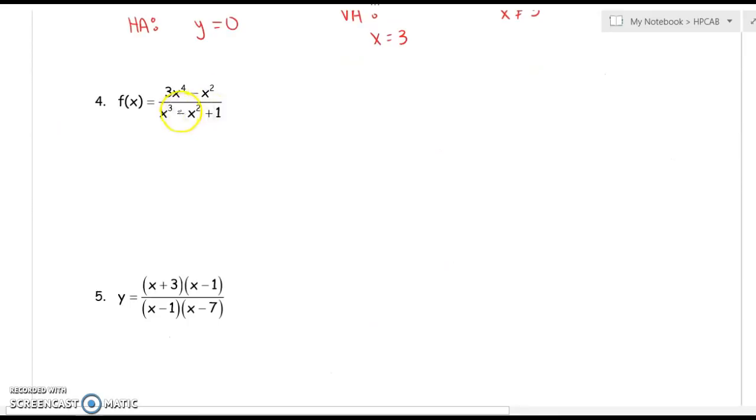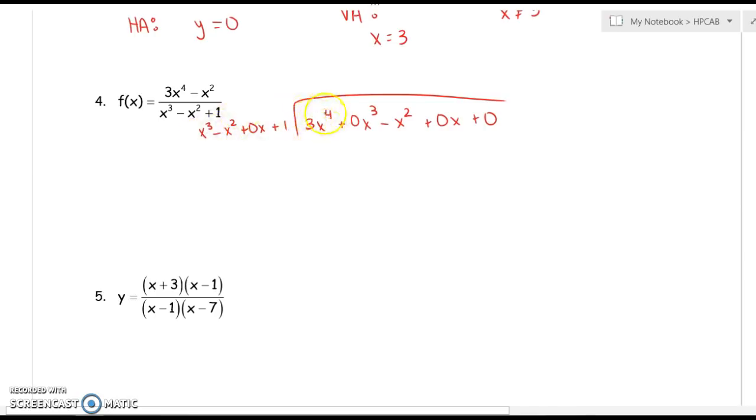All right, so we're going to do this: 3x to the fourth minus x squared. And remember, you got to have placeholders. So we don't have an x cubed, so we need a 0. We've got minus x squared, we don't have an x, and we don't have a number. And then we have x cubed minus x squared plus 0x plus 1. Don't forget your placeholders. All right, and then we're going to divide this thing out.